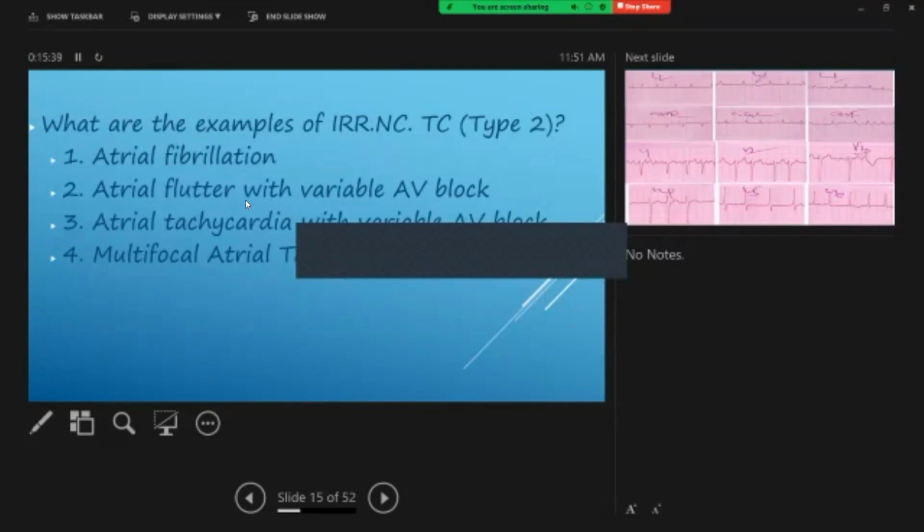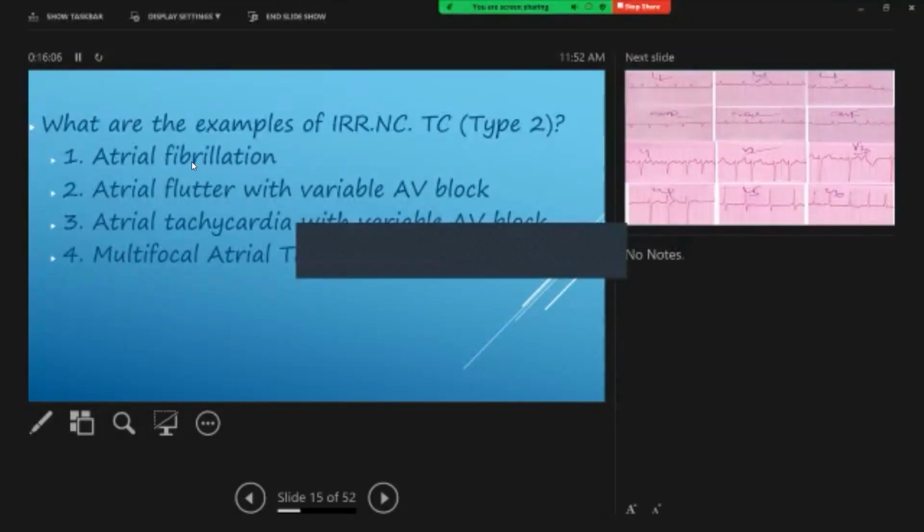Next, the second category is irregular narrow complex tachycardia. You should know what the examples are: atrial fibrillation, atrial flutter with variable AV block, atrial tachycardia with variable AV block, or multifocal atrial tachycardia. Some books categorize marked sinus arrhythmia under irregular narrow complex tachycardia.